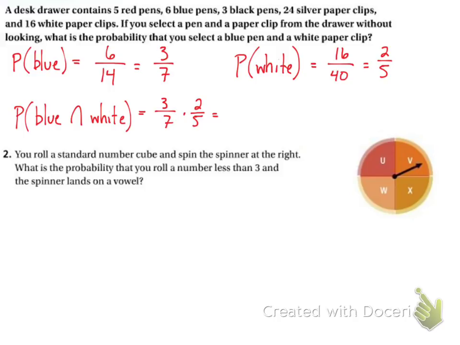One way that I can do this, you can do it on your calculator by using parentheses and division, or you can just multiply your tops and multiply your bottoms to get 6/35, which gives me 0.1714, so I can round it to 17.1%.